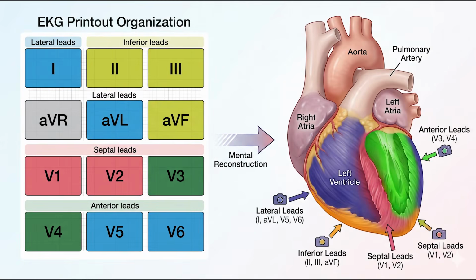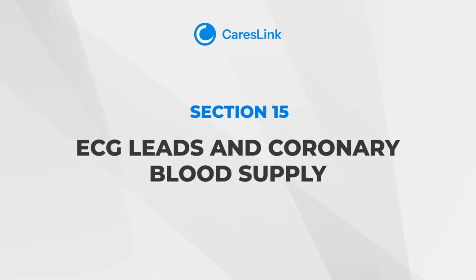When you look at a standard 12-lead EKG printout, the leads are organized to help clinicians quickly identify the location of an issue. Leads 2, 3, and AVF are grouped as inferior leads. Leads I, AVL, V5, and V6 are the lateral leads. V1 and V2 are labeled septal, and V3 and V4 are anterior. This layout allows for an immediate mental reconstruction of where in the heart muscle an abnormality might be occurring.